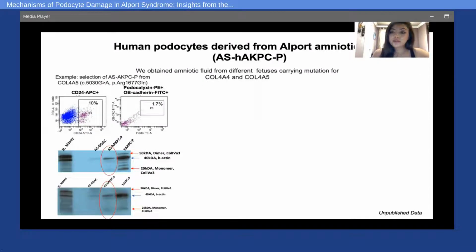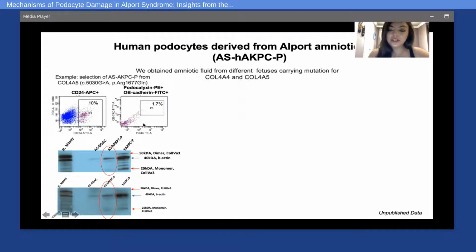We could also, using the same system, isolate Alport podocytes as well. With the generous donation of Alport patients of their amniotic fluid, we were able to isolate Alport podocytes as well. In this example, this particular patient had a mutation in collagen 4 alpha 5 chain, and we've taken the amniotic fluid, we've expanded the cells in Chang, and then we've isolated Alport kidney progenitor cells using the three markers, CD24, ubiquitin, and podocalyxin.